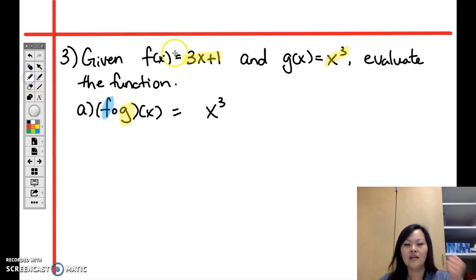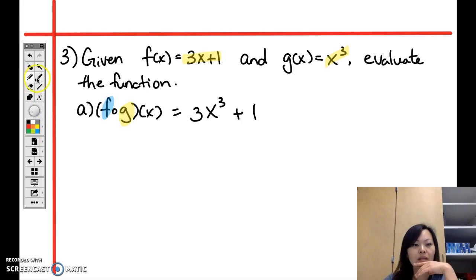Okay, so what was f of x? 3x plus 1. So what we're doing is, instead of x, do you know what we're putting instead of x? We're going to put x to the third power. So I'm going to copy the 3, and then instead of x, of course, it's going to be x to the third power. Now I'm just going to copy the other stuff, plus 1. And that's it. So you always just start off with the back, which is g of x, which is x to the third power in this case. And then you plug that into f of x, the x right here inside the f of x. Okay? All right. So then that's it, because there's nothing else you can do for this one.